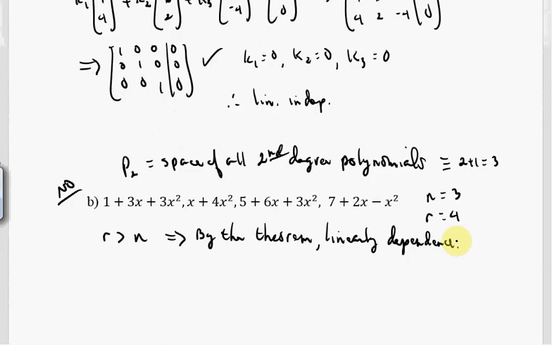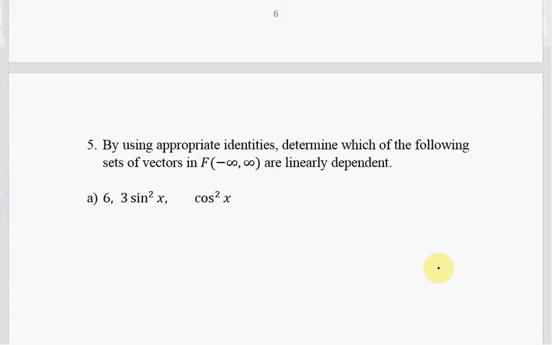Yes, sir. So if it's greater, it's guaranteed to be dependent. Yes, sir. And if it's less than, it's guaranteed to be? No. If it's less than, it's guaranteed to not span the vector space. Okay. Just go back to that theorem. That's exactly what it says.